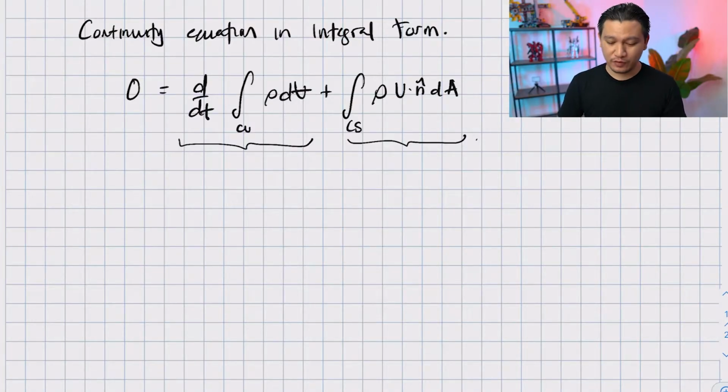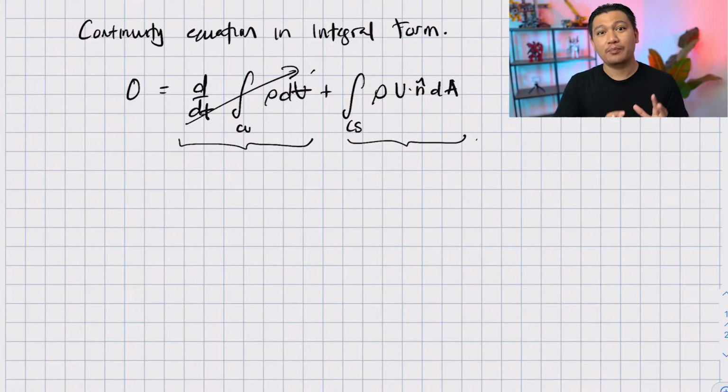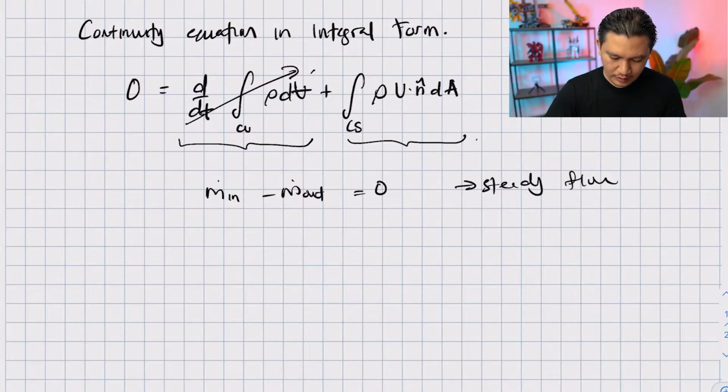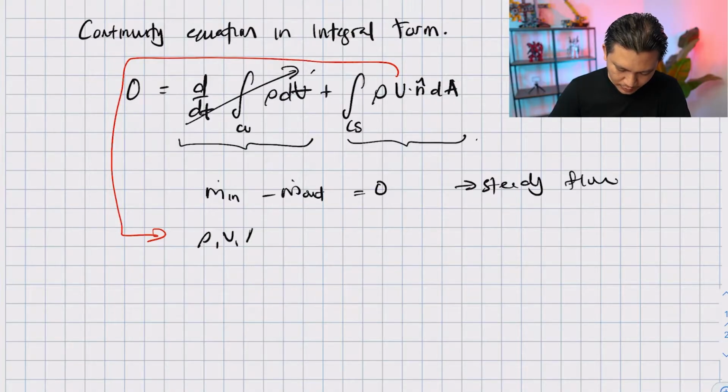And if you have steady flow, this term becomes 0 and you are left with the mass flow into the control volume minus the mass flow out of the control volume equal to 0. So this is m dot in minus m dot out equal to 0. This is for steady flow. And this becomes rho 1 v1 A1 minus rho 2 v2 A2 equal to 0.